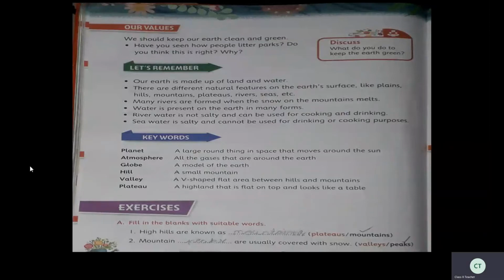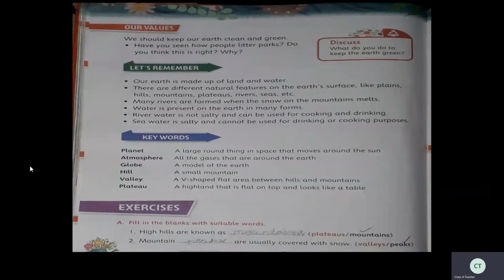River water is not salty and can be used for cooking and drinking. We already said the sea water is very salty, but river water is not salty and we can use it for cooking and drinking. Sea water is salty and cannot be used for drinking or cooking purposes. The sea is so vast and wide, but we can't use that water because it is salty.